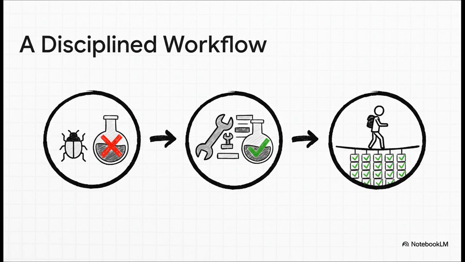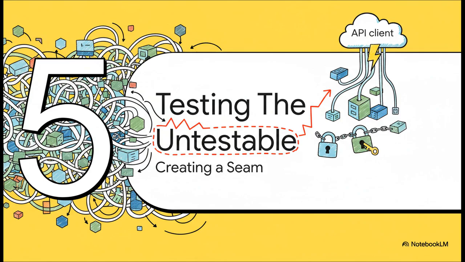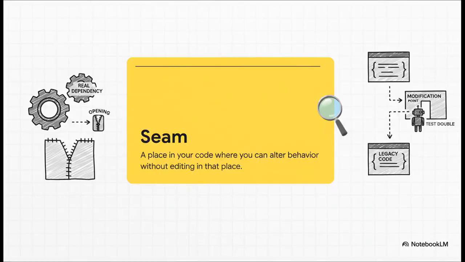Okay, but what about that one class? You know the one I'm talking about. The one where some critical dependency, like an API client, is created deep inside a method and it just seems completely, fundamentally untestable. What do you do then? Well, to solve this, we need to introduce a concept called a seam. A seam is just what it sounds like. It's an opening. It's a place where we can gently pry the code apart just a little bit so that we can slip something new in without having to rewrite the whole thing. It's our entry point for injecting a fake object or a test double during our tests.